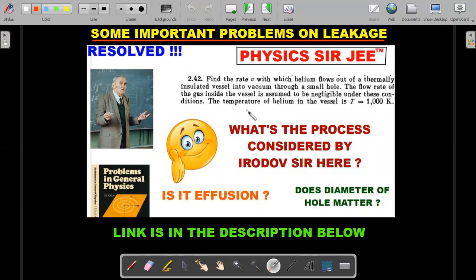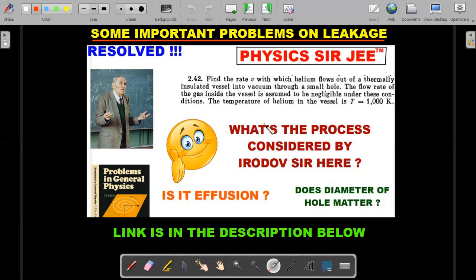The first one is a problem that I picked from Erodov to explain the concept of effusion. A very, very important concept for your JEE Advanced. It may not be asked in JEE Mains, but definitely for JEE Advanced, and a sure-shot question when it comes to KTG in Olympiads too. So please make sure you go through this.